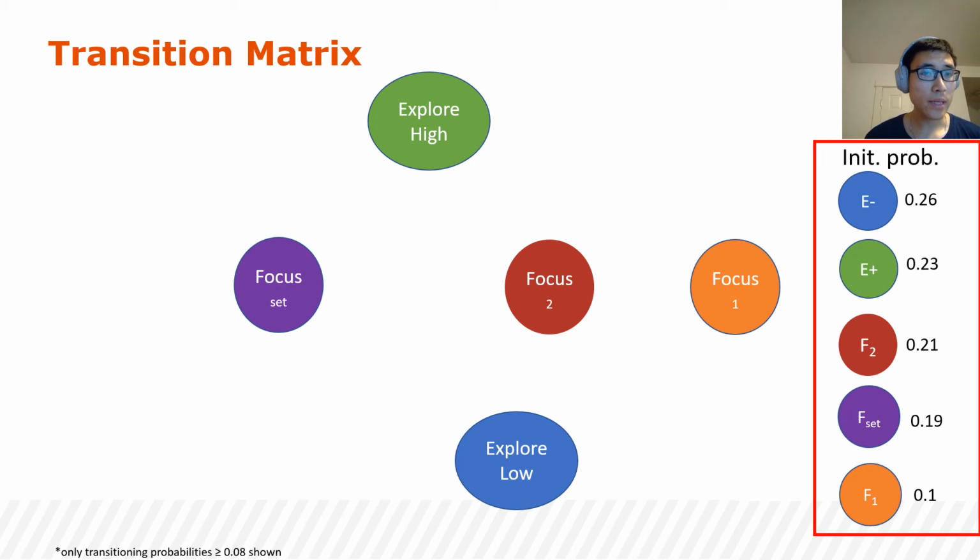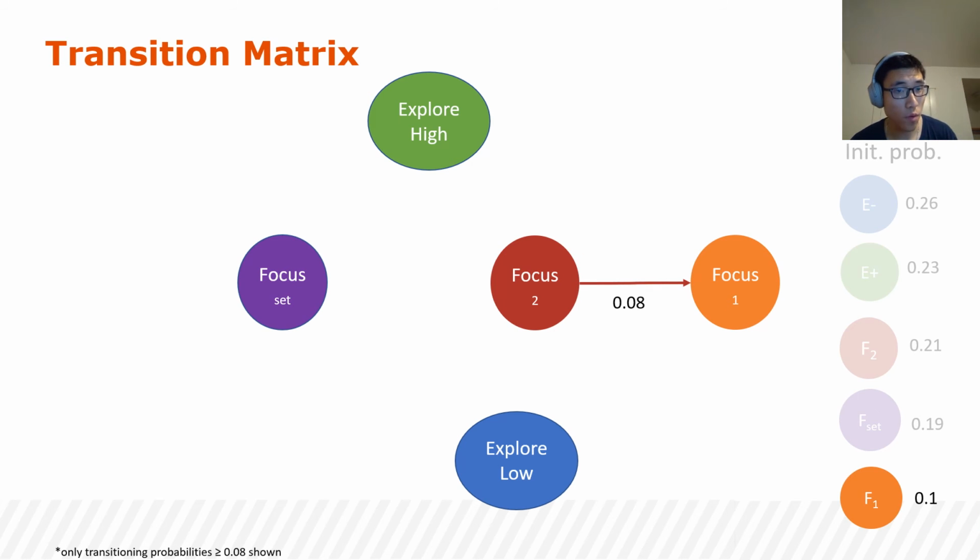Exploration states had the highest state probabilities, whereas F1, the most focused state, has the smallest initial state probability, indicating that infants tend to start in more exploratory or less focused states. Put another way, when infants encounter a new environment, they tend to investigate what's there first before engaging in focused play.